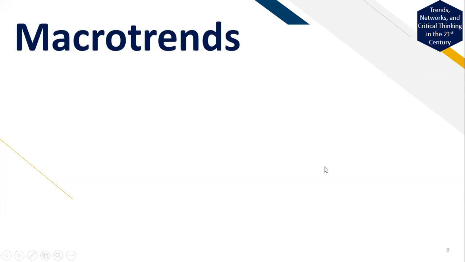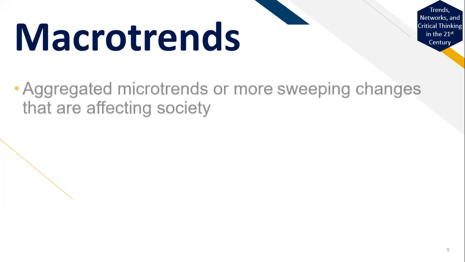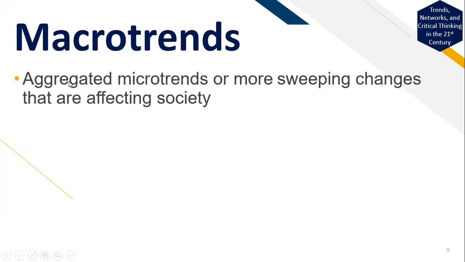Okay? So next, when we say macro trends, ito naman mas malaki na. Okay, mas malaki na siya kaysa kay micro. Okay? So pag sinabi nating macro trends, these are the aggregated micro trends or more sweeping changes that are affecting society. So ibig sabihin ng aggregated micro trends, ibig sabihin ito na yung pinalala. Okay? Literal na pinalalang mga micro trends.